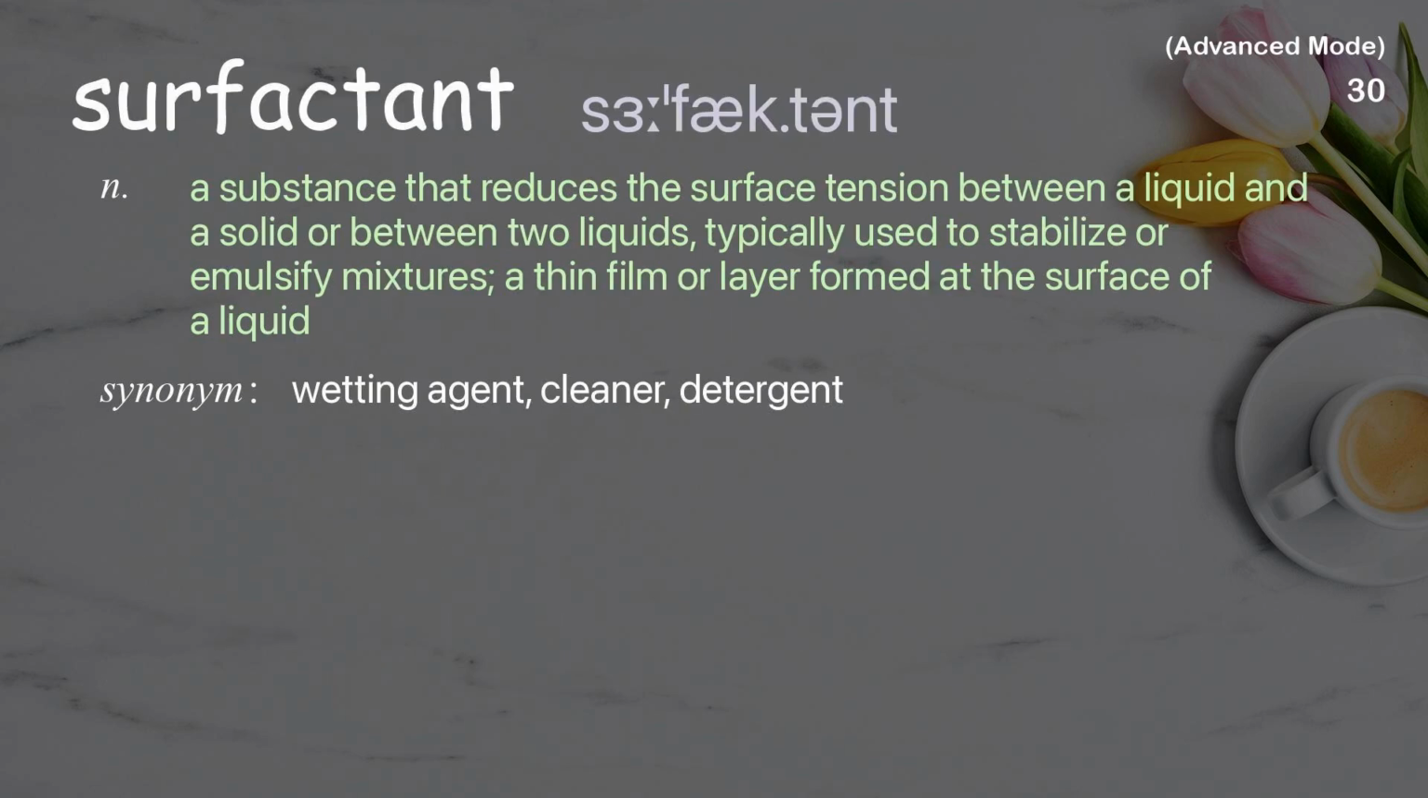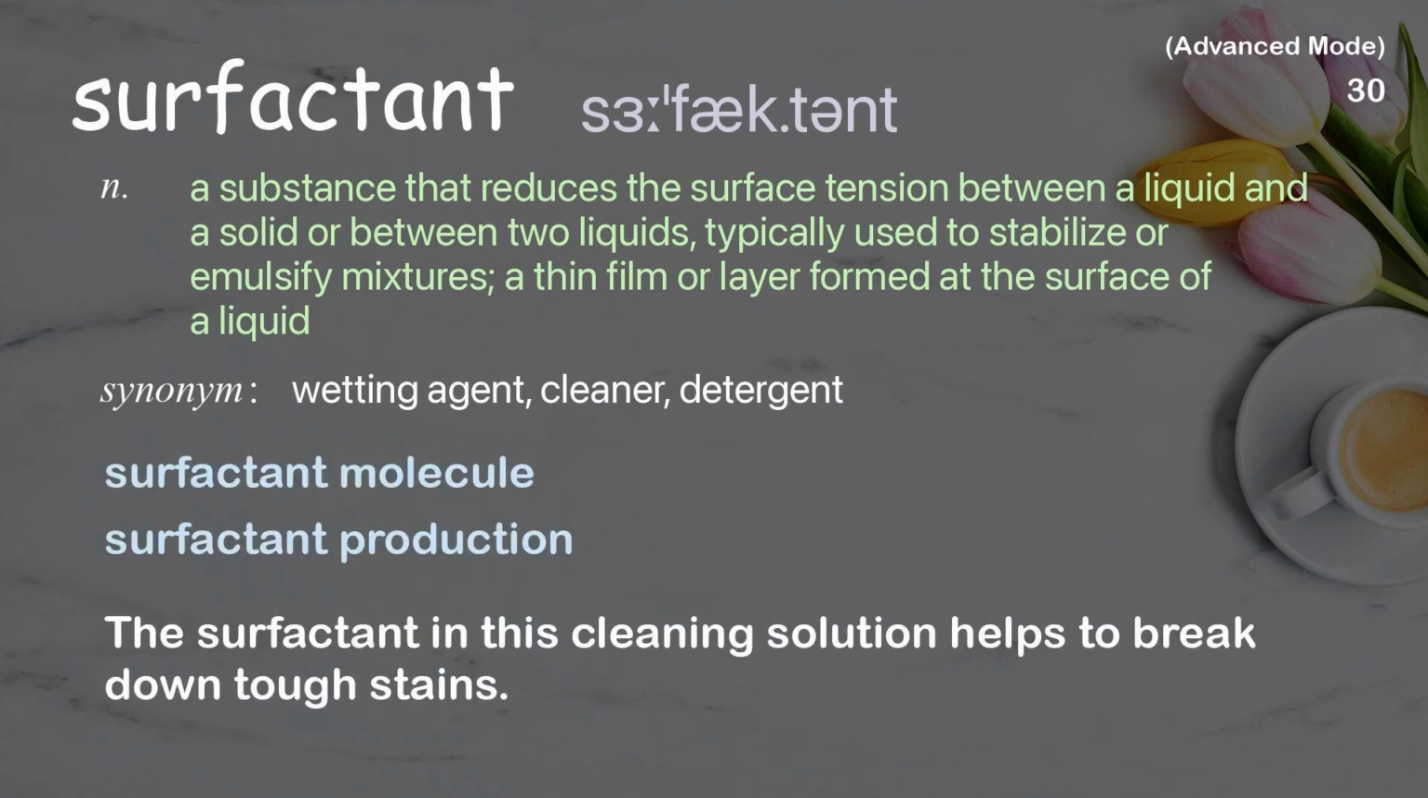Surfactant. A substance that reduces the surface tension between a liquid and a solid or between two liquids, typically used to stabilize or emulsify mixtures, a thin film or layer formed at the surface of a liquid. Examples: Surfactant molecule. Surfactant production. The surfactant in this cleaning solution helps to break down tough stains.